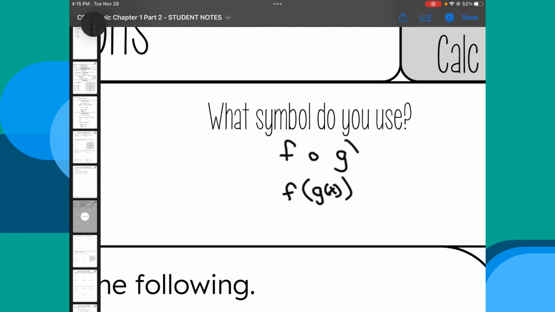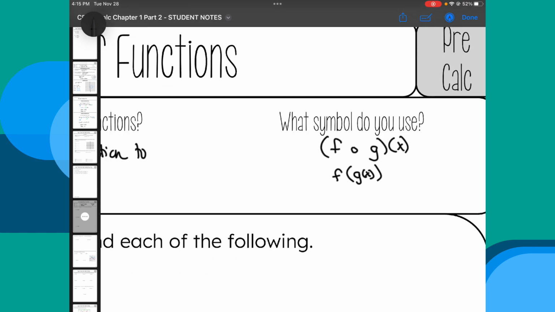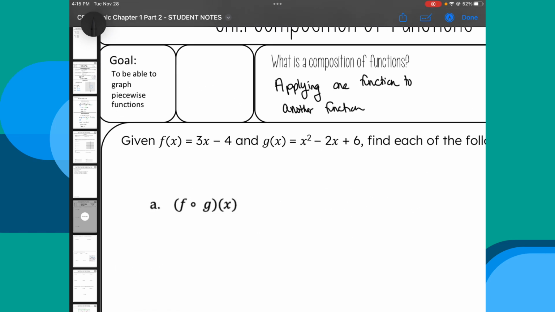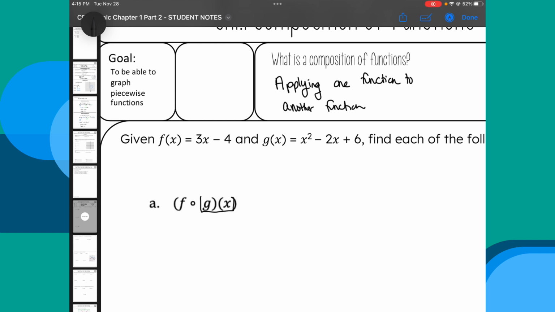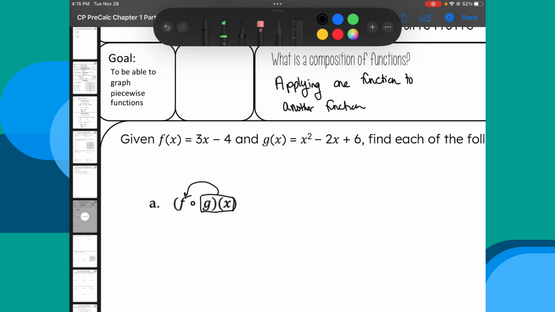F of g, usually put it in parentheses and then of x, or f of g of x. They're the same thing. So here, what we're doing is we're taking the g function and plugging it into the f function. We're going to take this function here, g, and everywhere that we see the x, we're going to plug it in. So that would look like this: 3, and then x squared minus 2x plus 6, and then minus 4. So instead of the x, we put this whole function in for x.